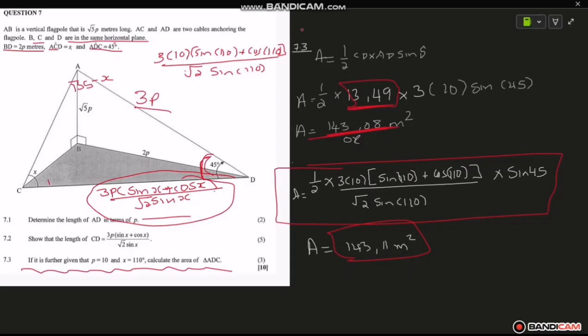This is our answer. So make sure that you understand everything. All right, it's all about understanding the rules and how to apply them.